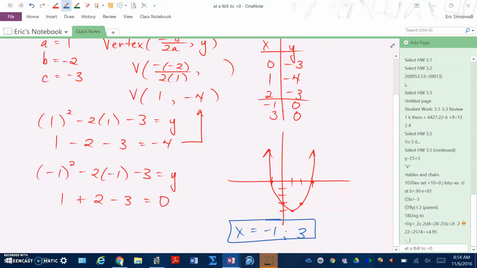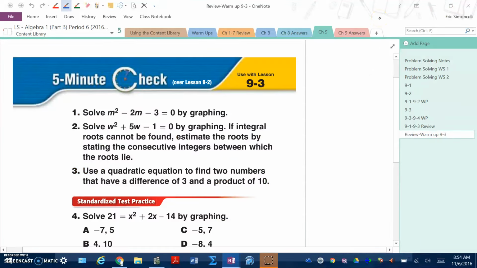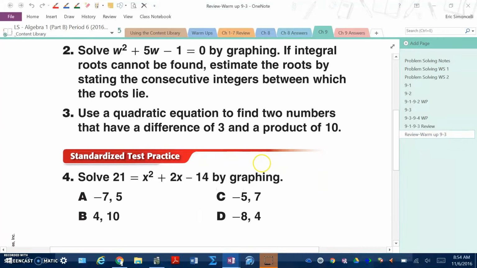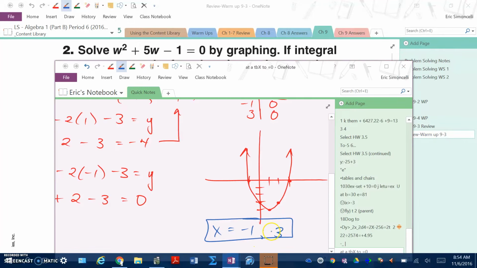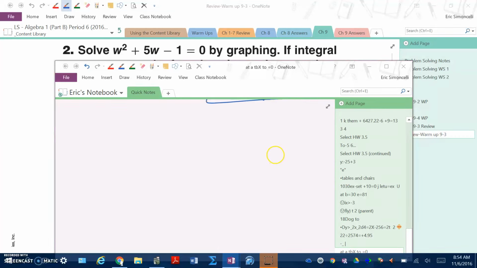Let's move on to the next question. Next question was to solve again by graphing. w squared plus 5w minus 1 equals 0. It also says that if integral, or integer, roots cannot be found, as we saw in class, estimate the roots by stating the consecutive integers between which the roots lie. Let's go ahead and start this process. I'll write down the problem again.